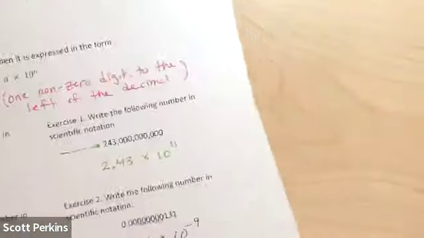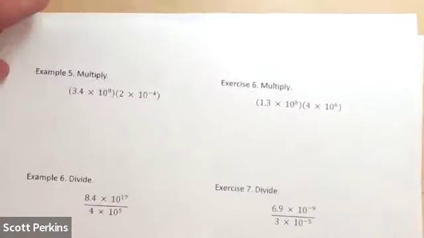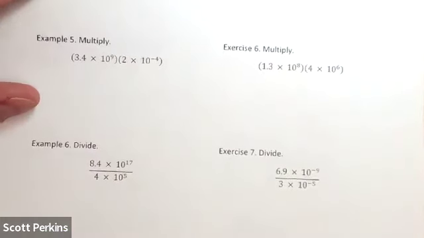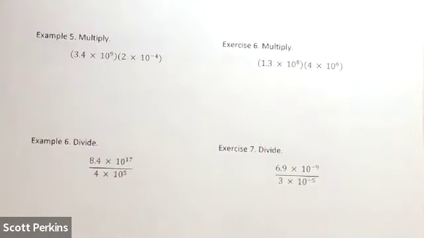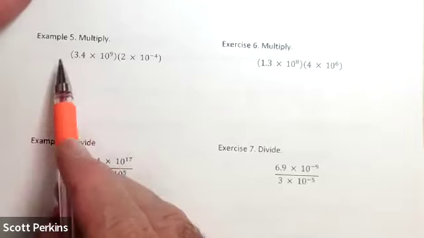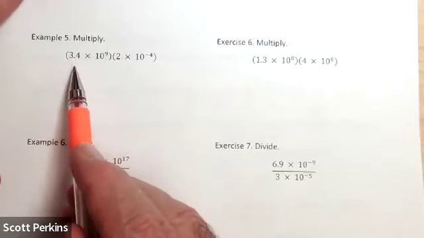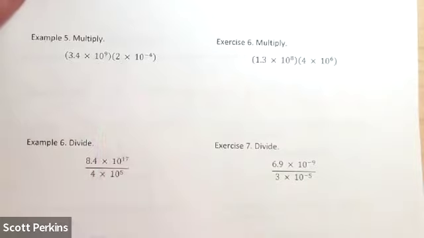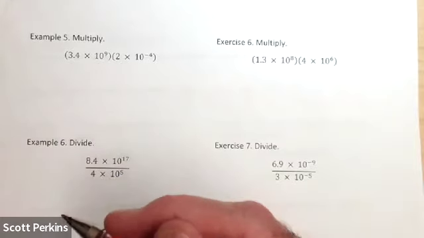All right, we're going to flip the page. How we're going to end is a nice, useful thing for scientific notation, which is to be able to quickly multiply and divide very large or very small numbers. So for instance, on my example here, I'm going to multiply 3.4 times 10 to the 9th times 2 times 10 to the negative 4th. So here's what you do.